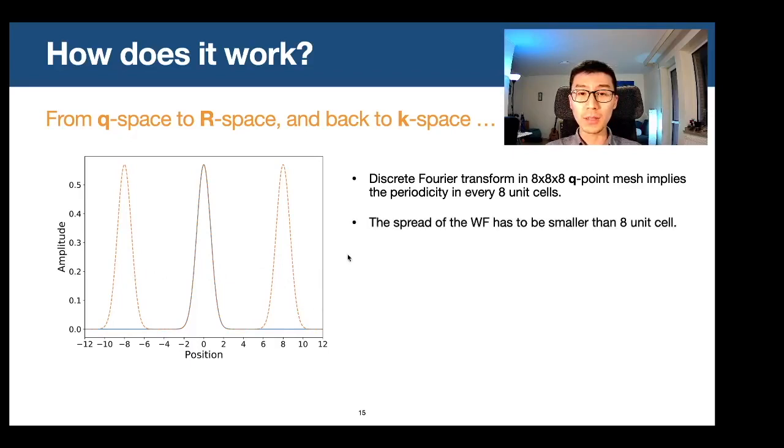So one criterion for the Wannier function that we have to have is that the spread of the Wannier function has to be smaller than the size of the supercell imposed by the choice of the Q point, right?